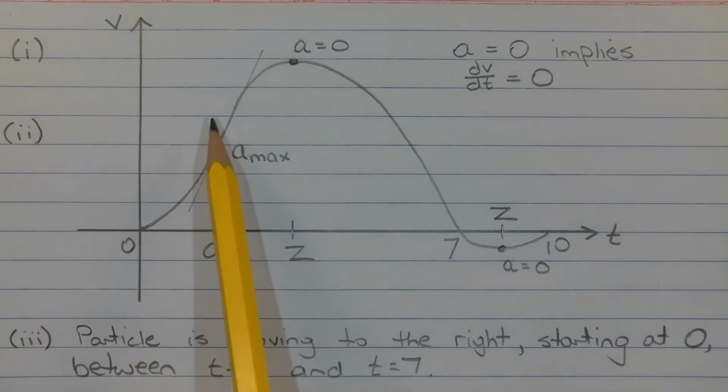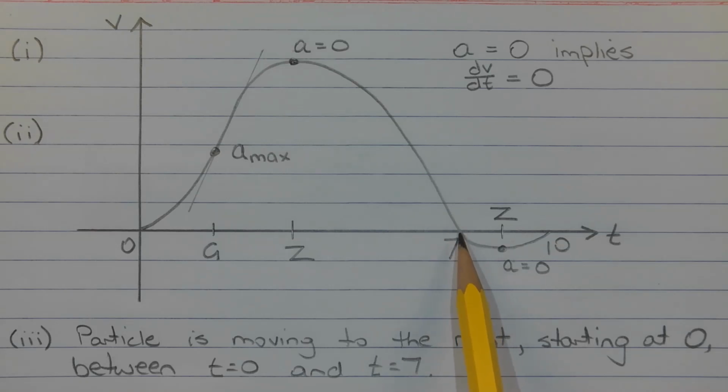Now, since the curve from t equals 0 to t equals 7 is on or above the time axis, that means the particle is moving to the right, starting at the origin O between t equals 0 and t equals 7. In other words, from here to here. After t equals 7, because the area here is negative, this means that the particle has changed direction and is moving back toward the origin.